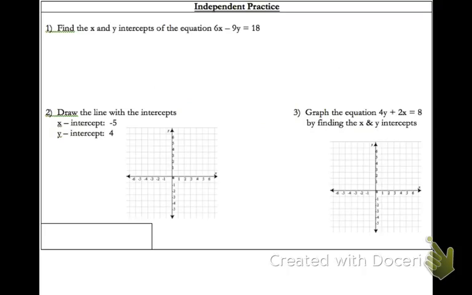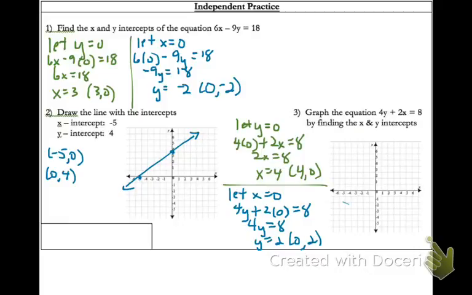Now pause the video and do the independent practice problems, and then come back to check your work. Alright, on number 1, to find the x and the y-intercepts, we do the same process. Let y equal 0. You'll solve and get x equals 3, so you have the point 3, 0. Then let x equal 0 to find the y-intercept. Solve, and you'll see that y equals negative 2. So you should have got the point 0, negative 2.